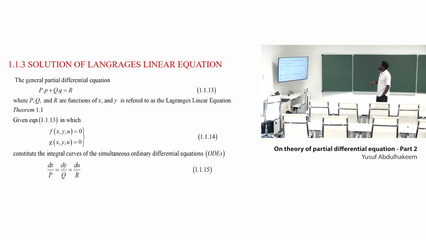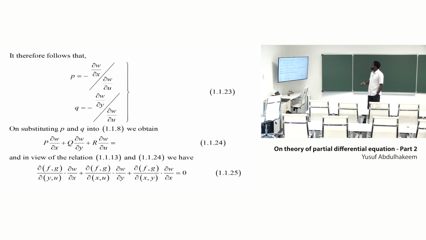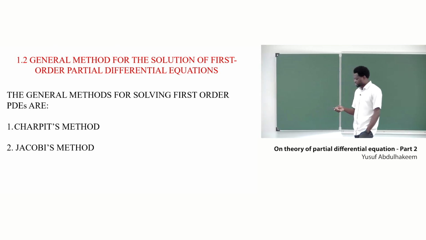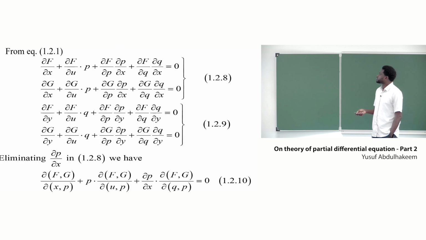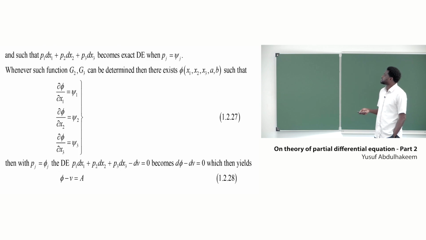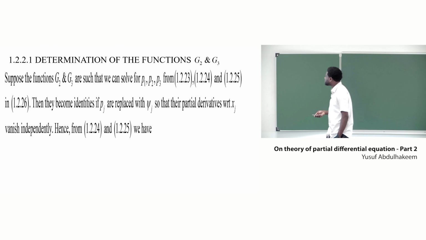Then we looked at the solution of Lagrange's linear equation. This is Lagrange's equation. Yesterday it was derived, and we showed the proof. We also looked at the general method for the solution of first order partial differential equations. We talked about Charpit's method and Jacobi's method, and the relationship between them. Then we looked at the two methods in detail, and the determination of these G2 and G3 functions.